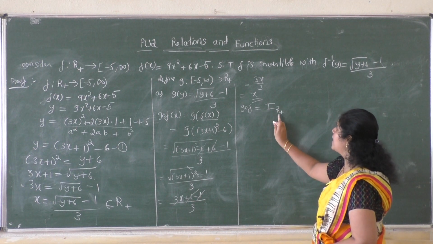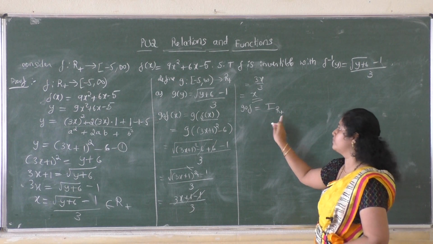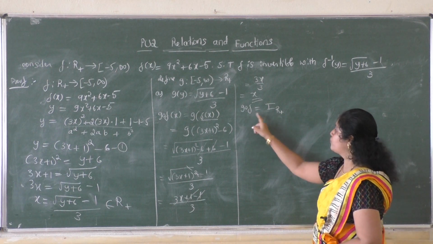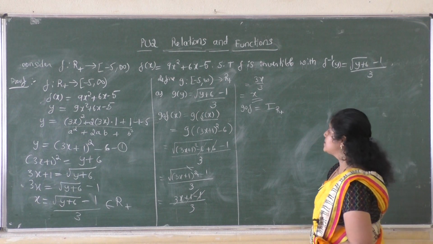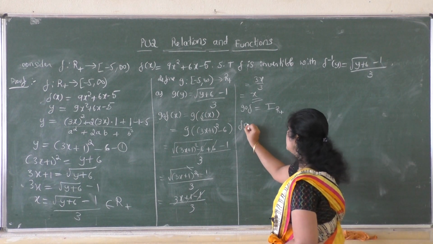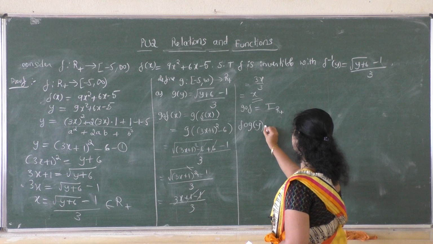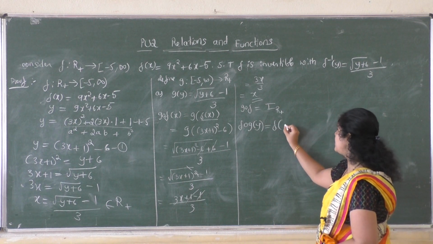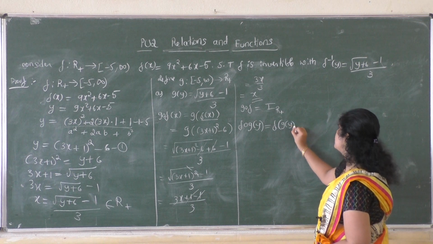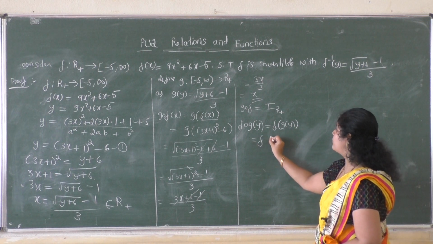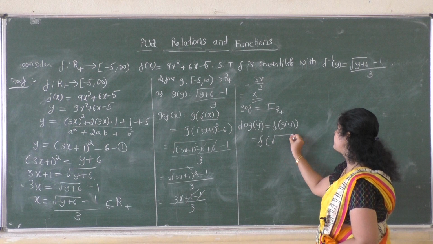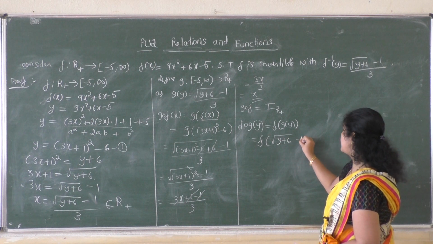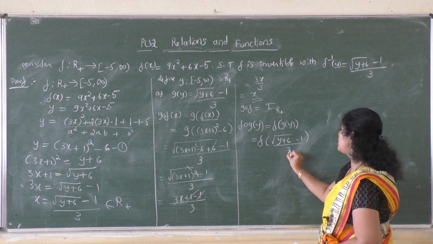Here we have to write R plus. So the domain of f here we have to write. So g of f is identity. Same way we will prove f of g is identity. For that, f of g of y. What is g of y? Root y plus 6 minus 1, divided by 3.